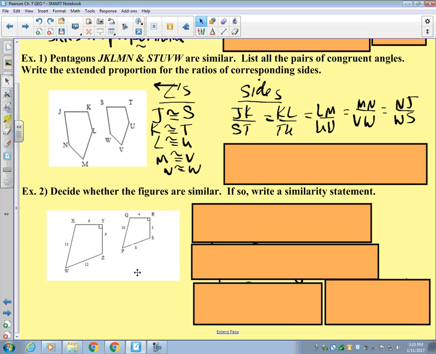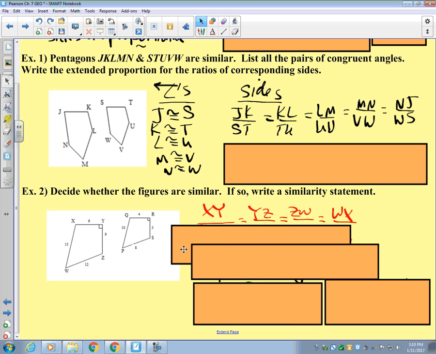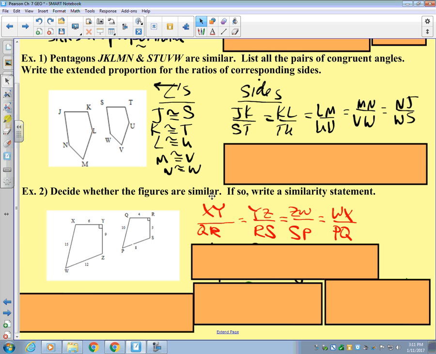All right, so let's look at an example of how we would apply this. We have two polygons here, XYZW and QRSP. If they are similar, then the ratio of their sides, XY over QR, is going to equal the ratio of YZ over RS, which is going to equal the ratio of ZW to SP, which should equal the ratio of WX to PQ.